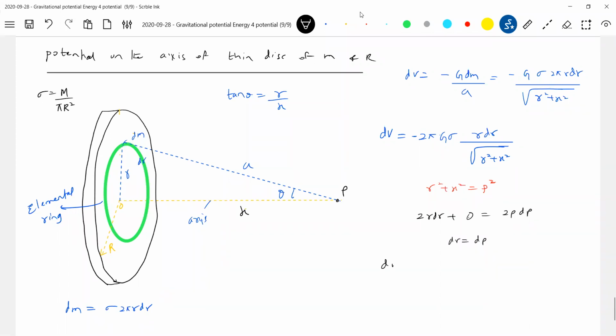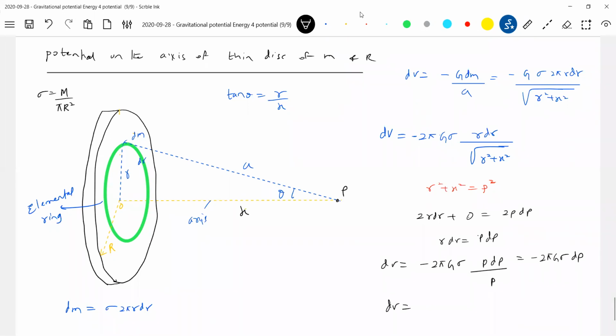Now let me substitute this. dv is equal to minus 2 pi g sigma. Now r dr we have to replace, so this will become p dp. Root of r square plus x square will become only p, no? So this will become minus 2 pi g sigma dp.